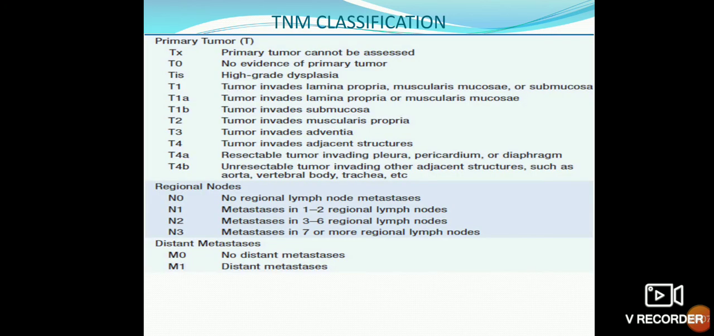This is the TNM classification. We have to remember that in T2 there is muscularis propria involvement in all GIT. The T2 is the tumor invades muscularis propria.